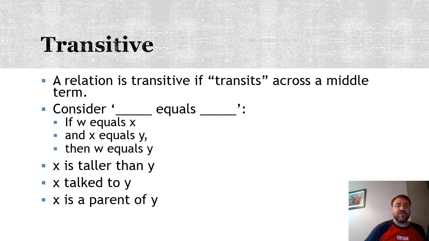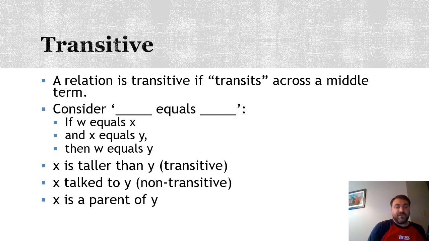Consider the relation x is taller than y. If x is taller than y, and y is taller than z, then x is taller than z. Seems like that works. That should be transitive, and lo and behold, it is. But now say x talked to y and y talked to z. Does that mean that x talked to z? Well, not necessarily. x might have talked to z, but they didn't have to. So again, it's simply not transitive. And if you want to say x is a parent of y and y is a parent of z, well, then x cannot be a parent of z. They would have to be the grandparent. Although I'm actually thinking of a case in which that actually is possible.